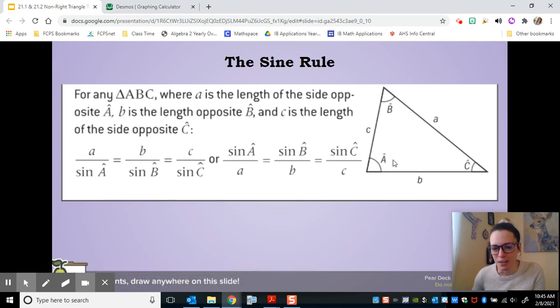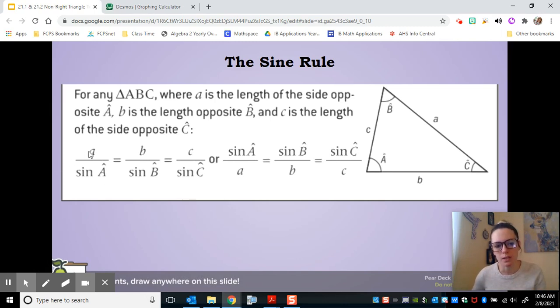So looking at the diagram, first of all, remembering that we usually denote angles with capital letters and their corresponding sides with lowercase letters. So angle A is with a capital A versus the side across from it, lowercase a, is the side. When you look at the sine rule, you might see it two different ways.